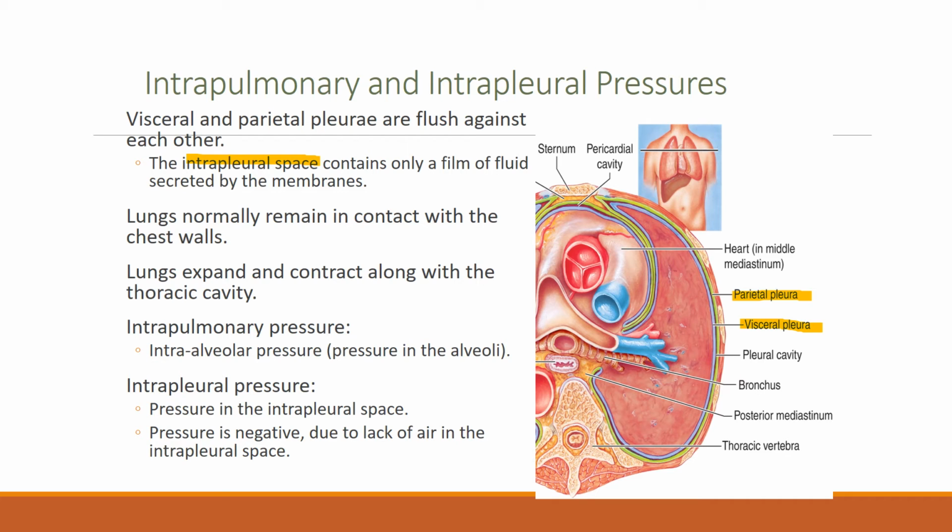And so we have two different pressures that are created within these pleurae. The first one is the intrapulmonary pressure, also known as the intraalveolar pressure. This is the pressure within the alveoli, commonly known as pressure within the lungs. The intrapleural pressure is the pressure found within that intrapleural space. This pressure is considered to be negative because it's a pressure below the atmosphere, and it is found between the visceral and the parietal pleura. Pressure differences are going to be caused by changes in lung volume.